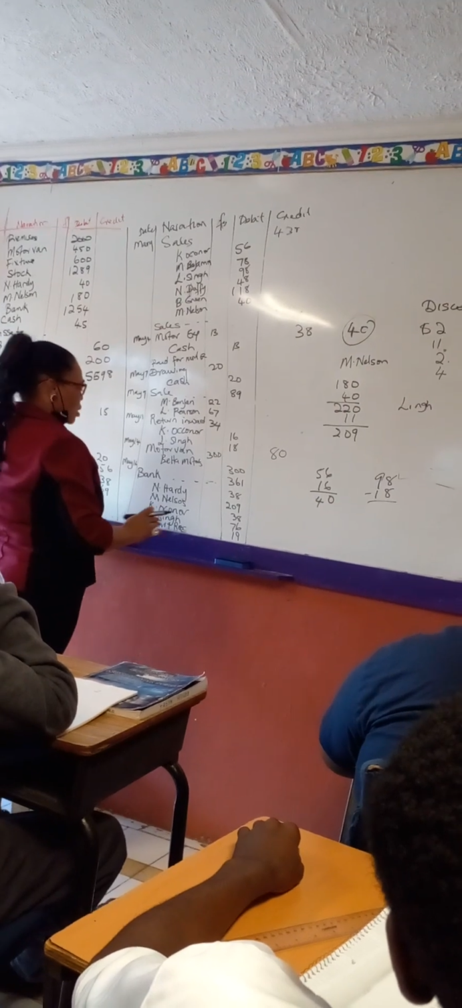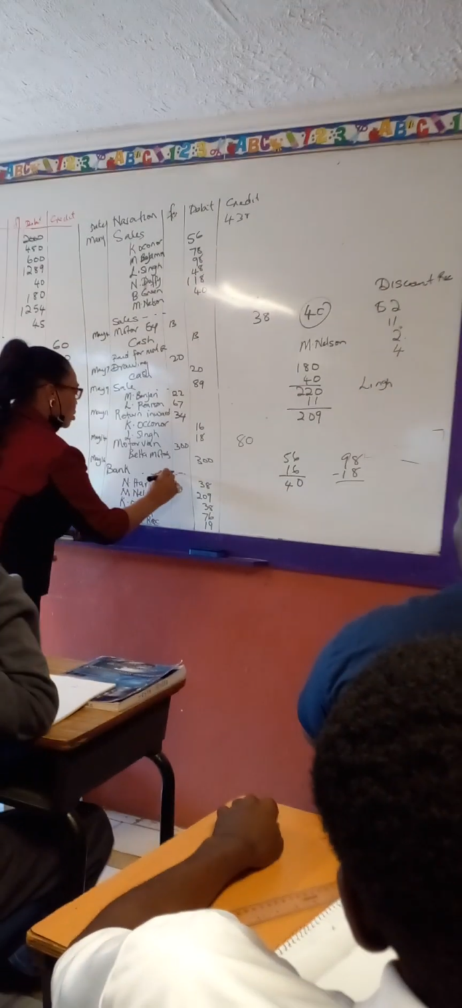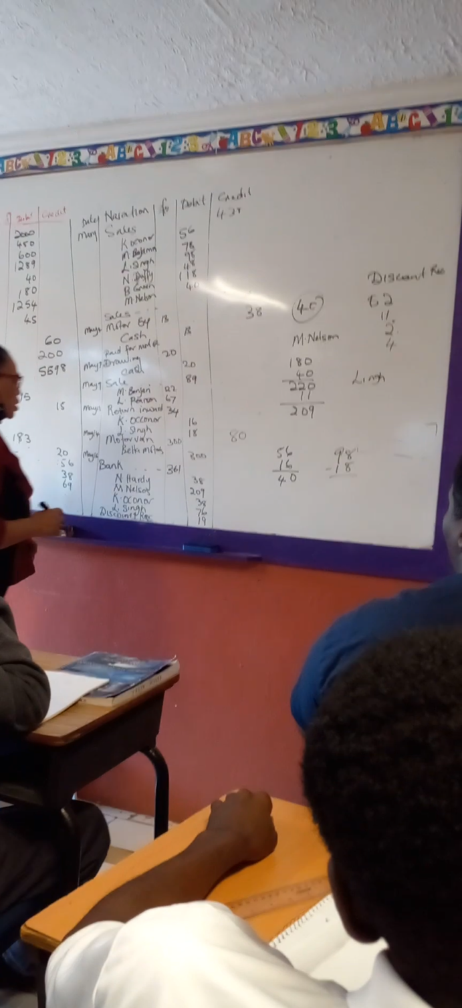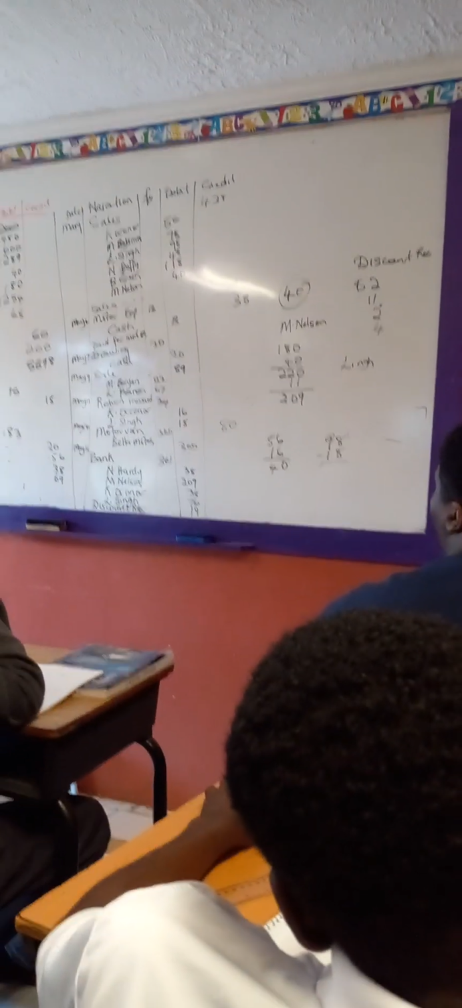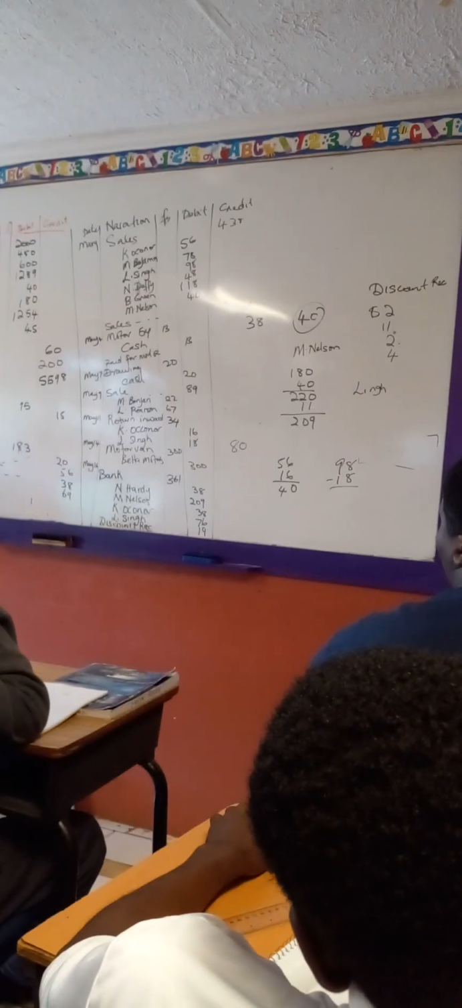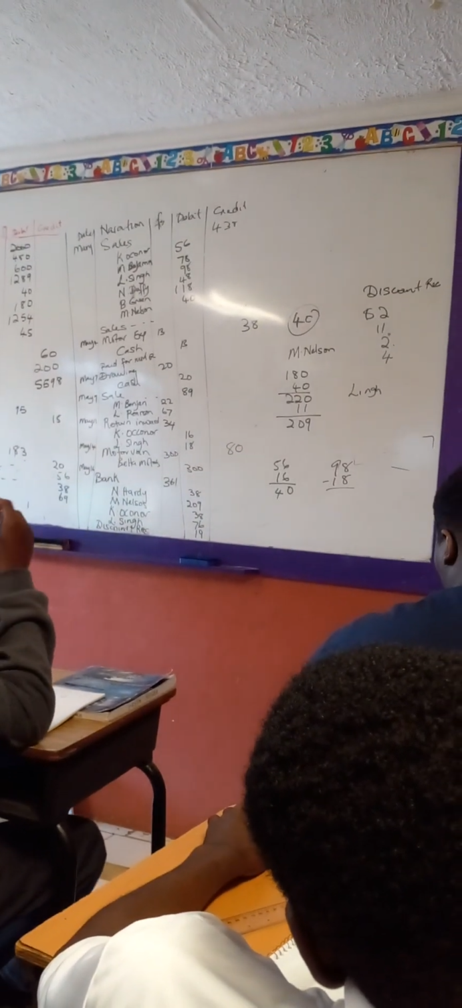Oh, sorry, hold on, something is wrong here. Bank is supposed to be the debit, not the credit. My bank is supposed to be debited because I'm receiving money in the bank. Okay, and so that would have taken us to there.